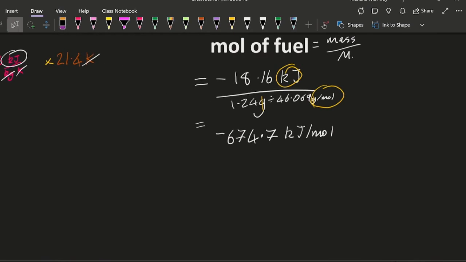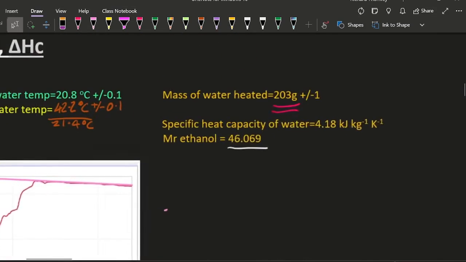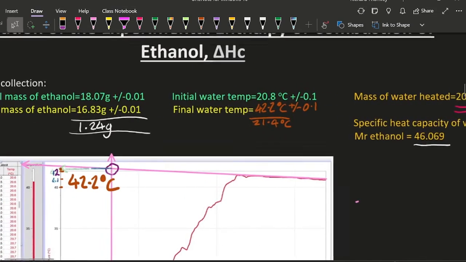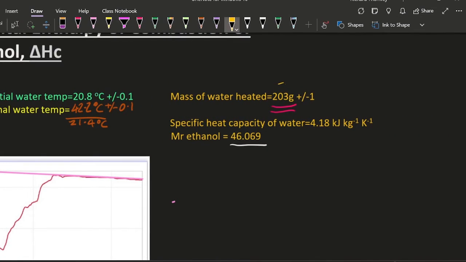Let's just be efficient with the sig figs here. Let's go back to the original data and see what we've got. So I've got 3 significant figures there. I've got 3 sig figs there. I've got 3 there, 3 there, and 5 there.